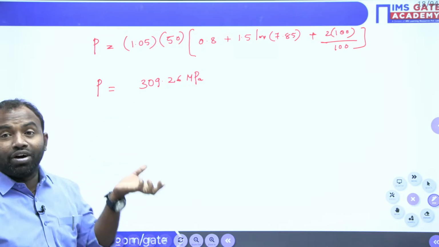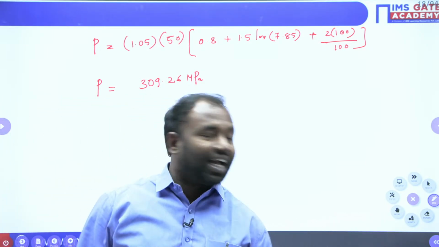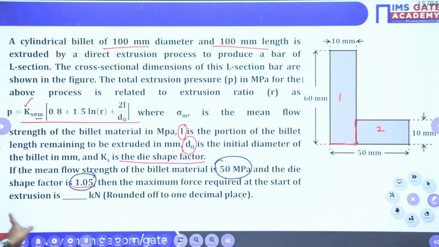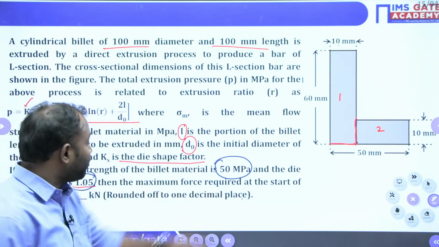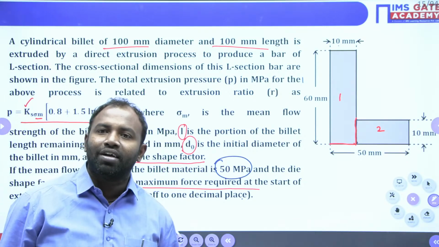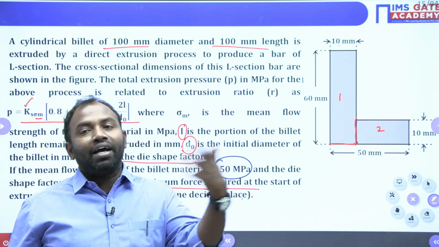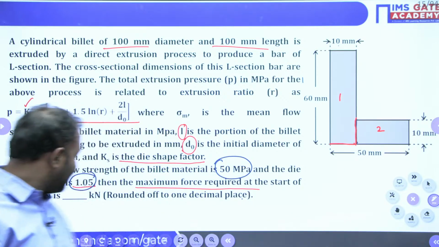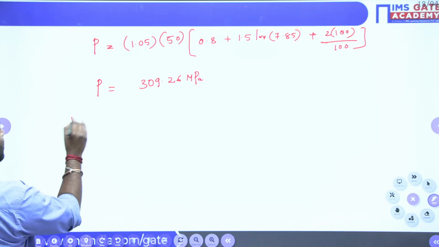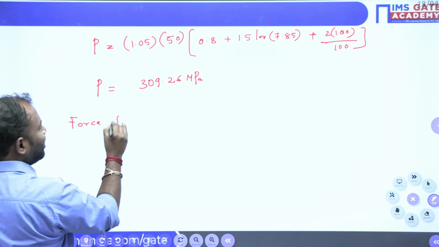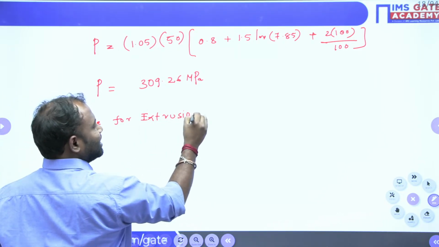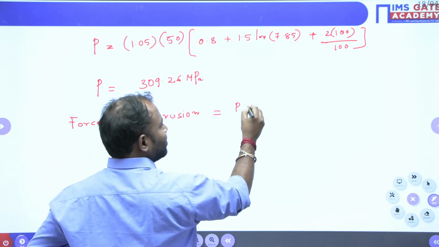Okay, right. Now we got the pressure, but they didn't ask for the pressure in the problem. What do they ask in the problem, guys? Not the pressure, the maximum force required for the operation. How can we get that? Pressure multiplied with the area, so that you will get the force. All right, now let us go for that. So force for extrusion is equal to pressure into cross section area.